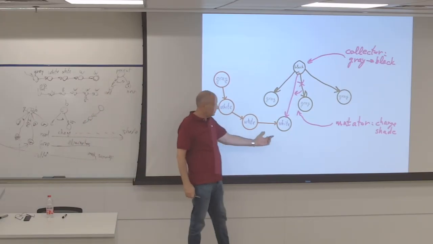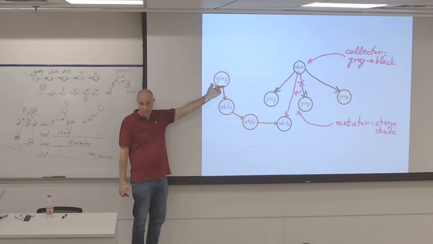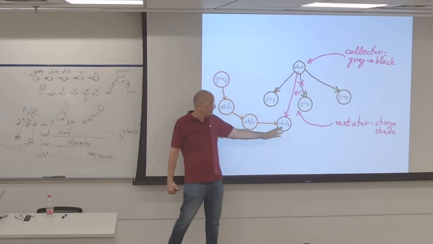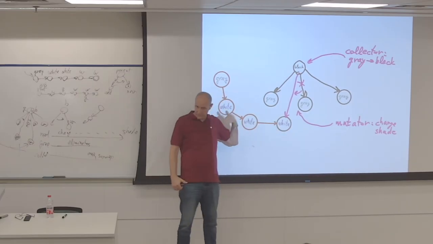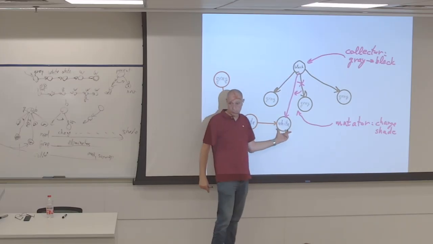If the mutator comes to life, it will make this gray. The collector is not going to make this gray. Maybe when it looks at this gray, it will make this gray. If you give it enough time, it will make this gray. The collector, if you let it run until the end, this will be noticed and become black eventually.